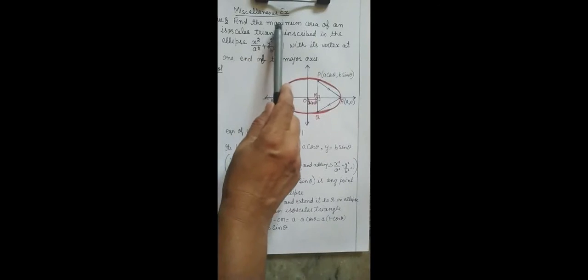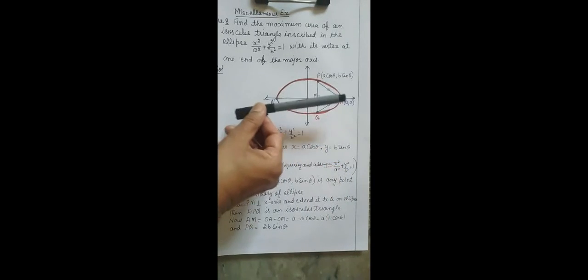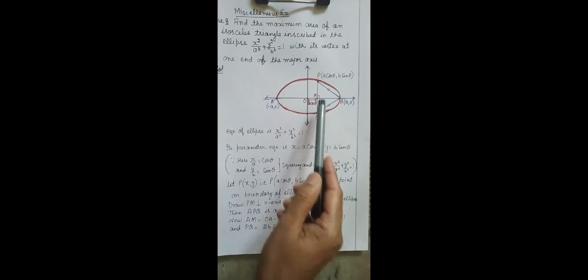Now students, I have to maximize the area of this isosceles triangle. Now what is the formula of finding area of a triangle? It is half into base into height. So now in this case it will be half into PQ, that will be the base of the triangle, into AM, that will be the height of the triangle. So I will find out values of PQ and AM.